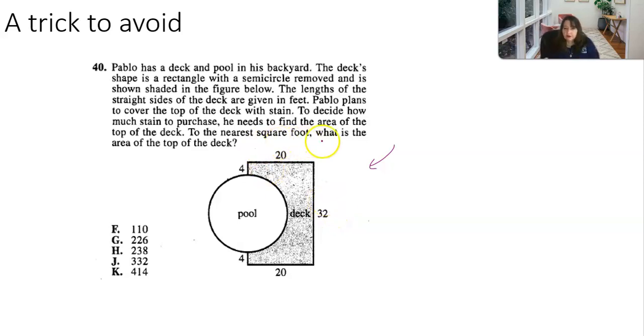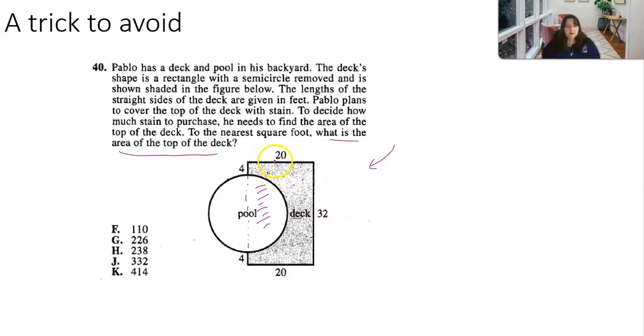To the nearest square foot, what is the area of the top of the deck? Now, what makes this a 40 is the fact that half of my pool is kind of in my deck. So I have to take it out. So this part right here is not part of my deck. It's showing you that the deck is this part. Guess what? I didn't have to read for that.